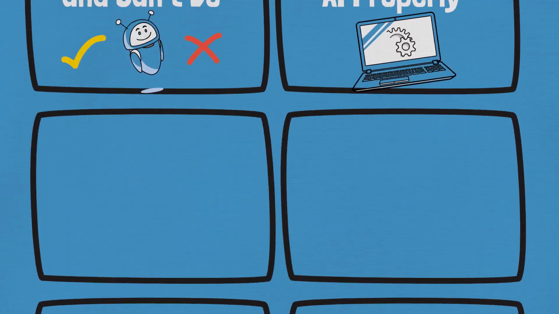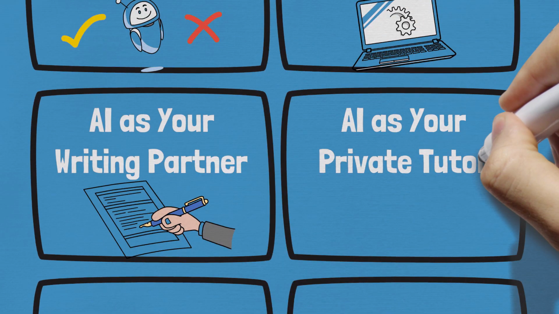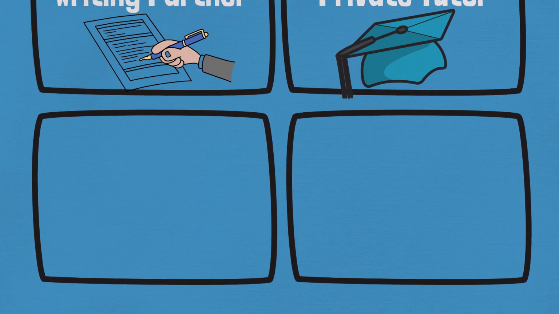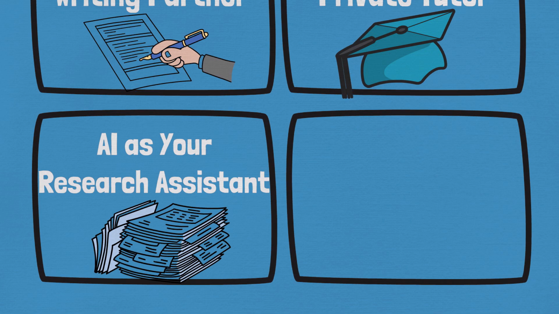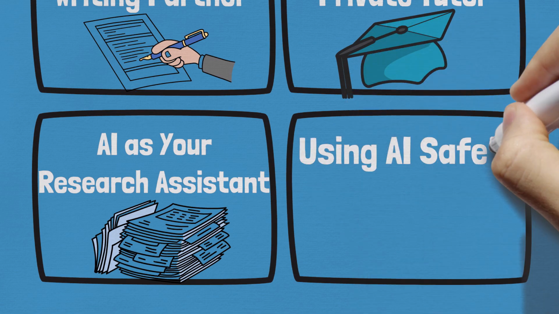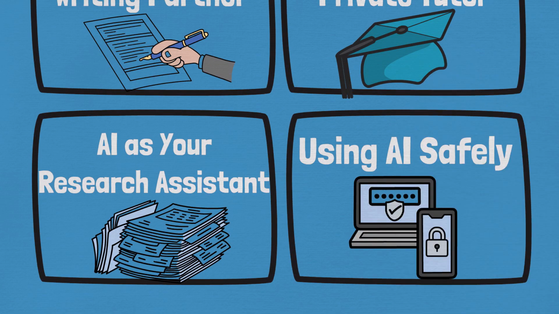Now in the videos to come, we're going to go a little bit deeper. We're going to talk about AI as your writing partner. We're going to talk about AI as your private tutor that'll teach you anything. We're going to talk about AI that can read and summarize long documents and complicated data, so it'll be your research assistant. We're also going to talk about using AI safely, how to protect yourself from any shortcomings with respect to how you work with AI. The next video is about how to get set up properly, right? And you can get much, much more out of your AI if you get set up correctly.